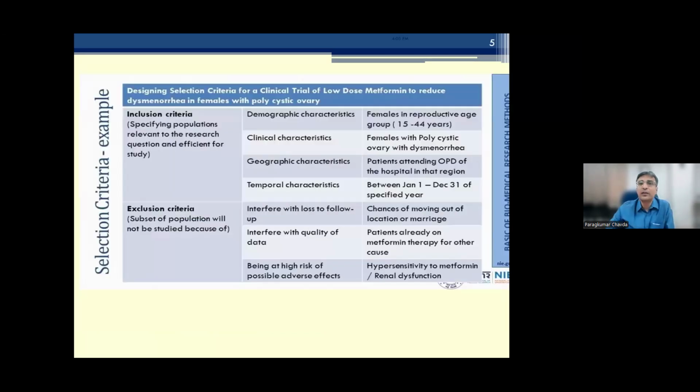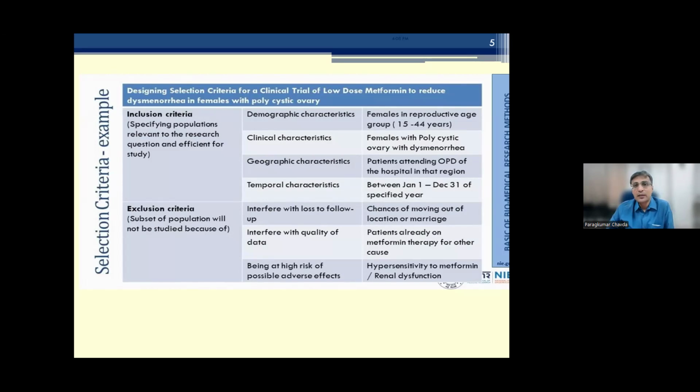On the next slide, we understand this by taking an example. This is one study, an attempt at designing selection criteria for a clinical trial of low dose metformin to reduce dysmenorrhea in females with polycystic ovary. We are utilizing four important elements to define the inclusion criteria for this study. This is just one sample. In our own study, we might be utilizing these elements to define the inclusion criteria for our own study.